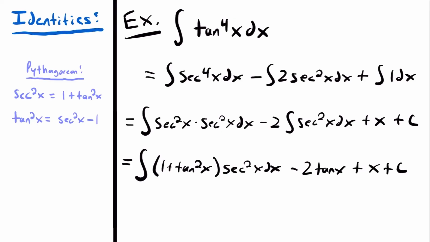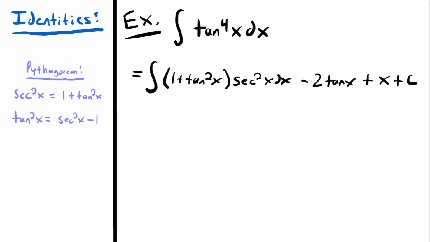And now all we have left to solve is this integral. And so if I clean up my work, let's use u-substitution on this integral. We'll have that u is equal to tangent x, which means that du/dx, the derivative of u, will be equal to secant squared x, and that means that du will be equal to secant squared x dx.